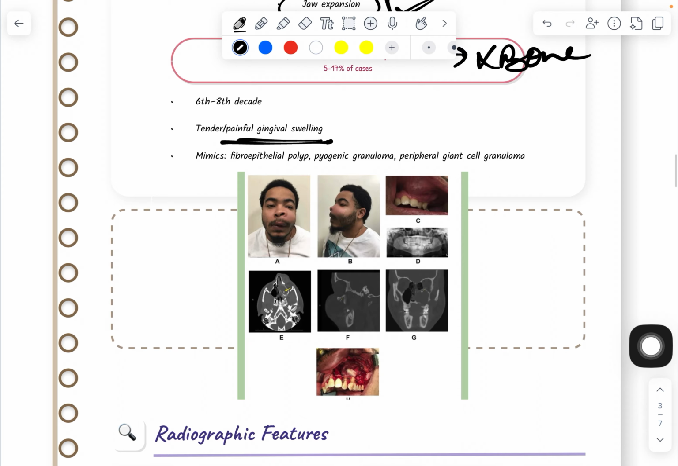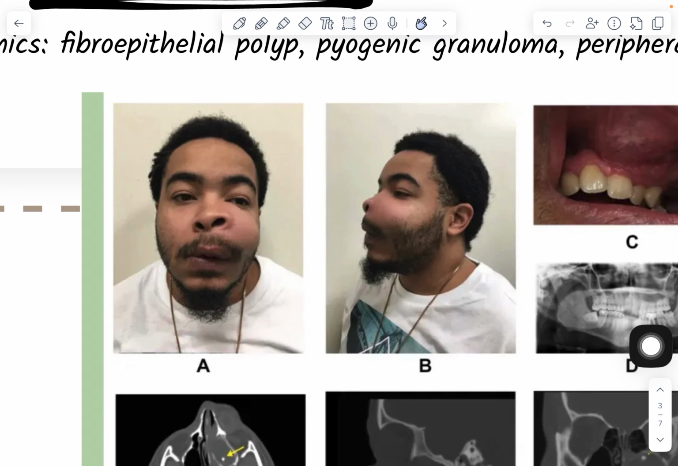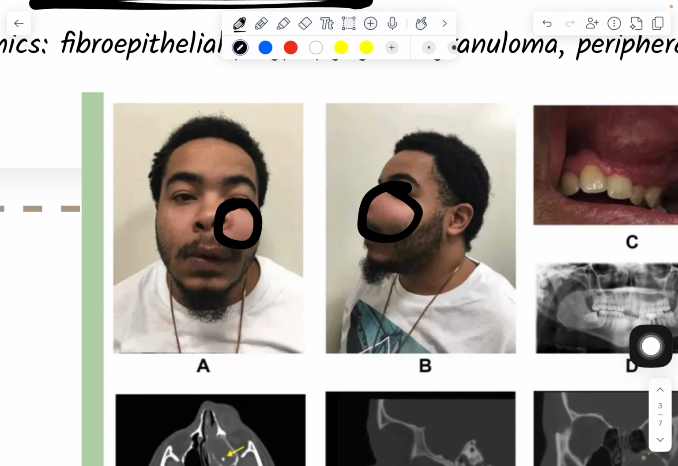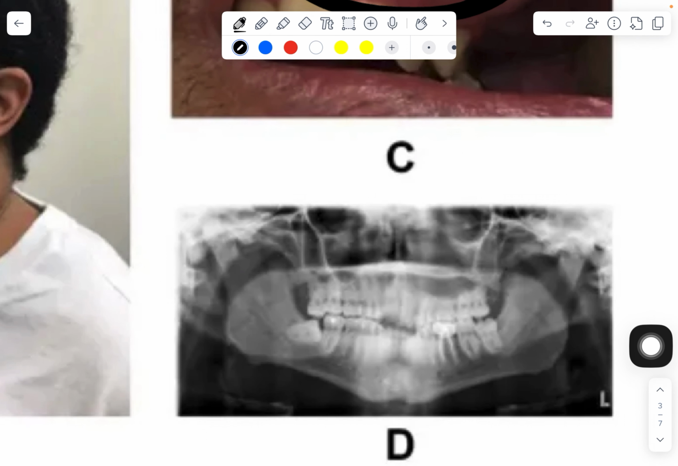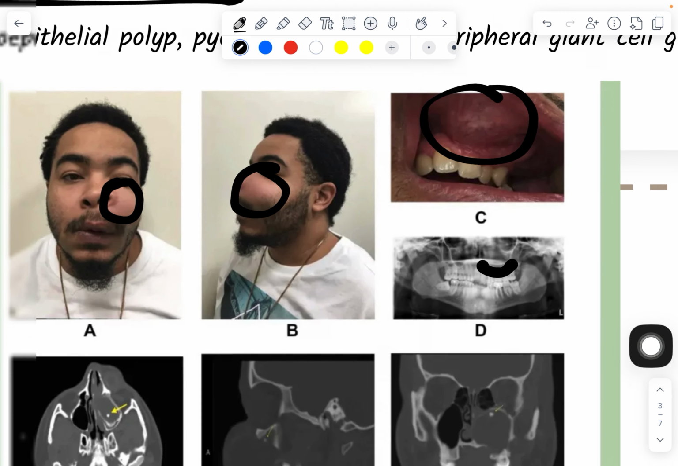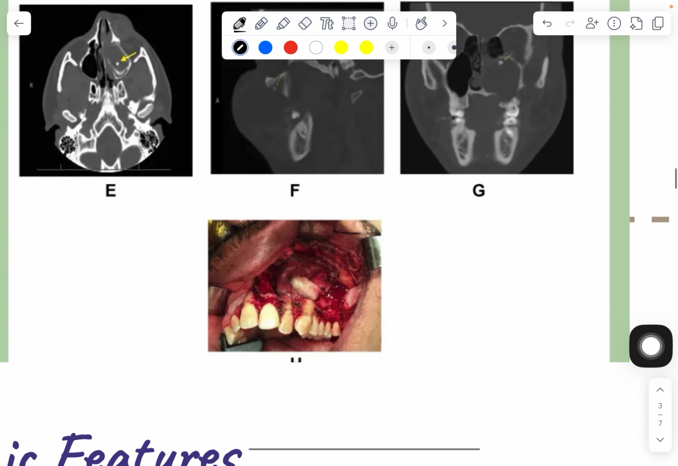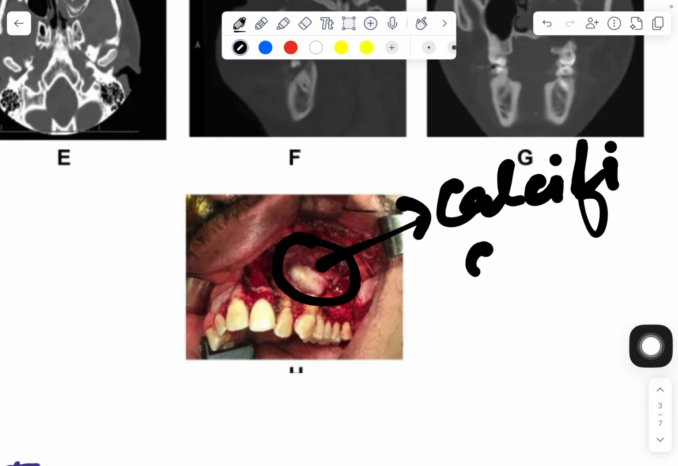So here it is the clinical picture. You can see this swelling. This swelling is basically in the anterior region, incisor and canine region. You can see this radiograph, not very clear, but still you can appreciate the arc form here. Also you can see the calcification here. I told you, it mimics a dermal condition that was associated with calcification.